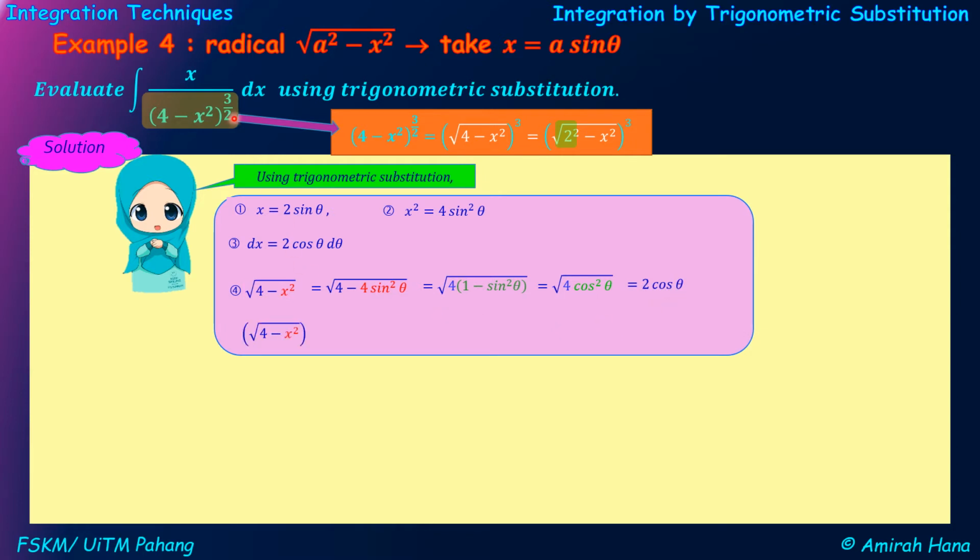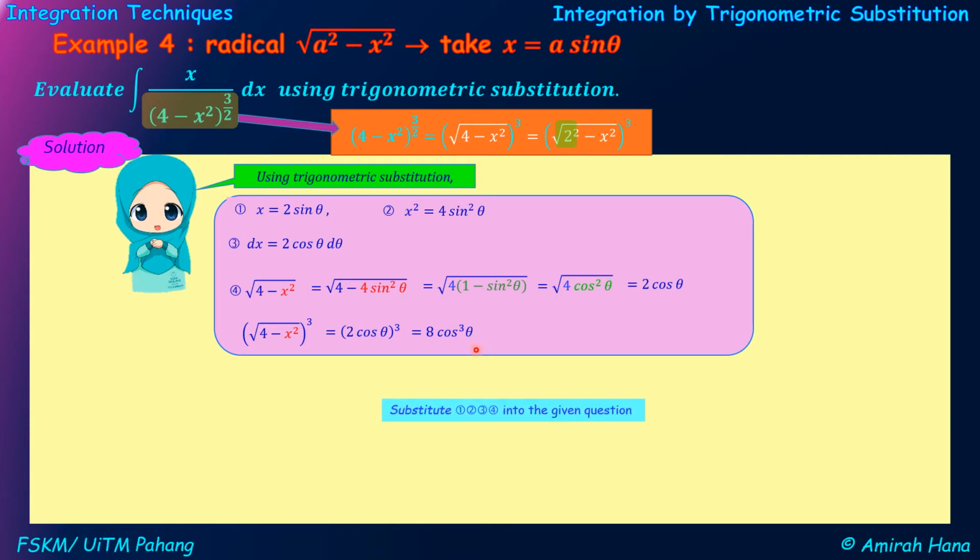Alright, from the given question, since we have (4 minus x squared) to the power of 3 over 2, which is equivalent to the square root of (4 minus x squared) cubed. So, we can find the square root of 4 minus x squared first. It equals 2 cos theta. And then we have the cube here. 2 cubed equals 8, and cos theta cubed equals cos cubed theta.